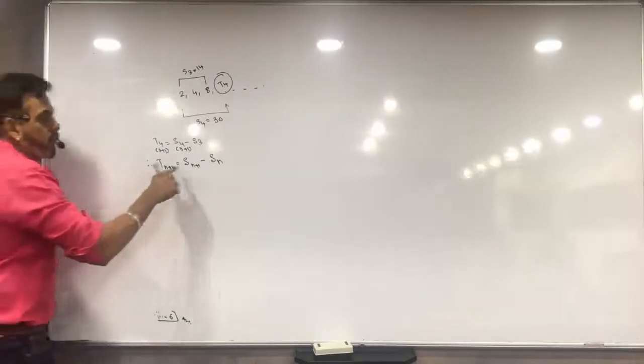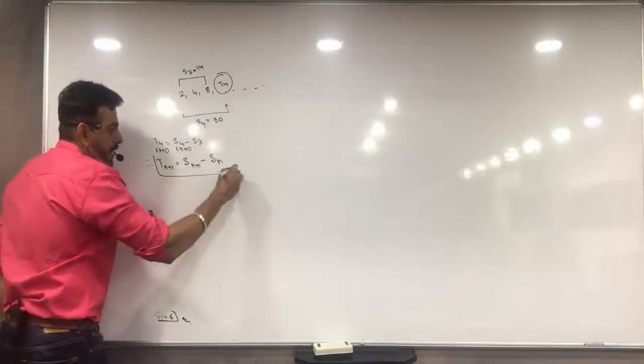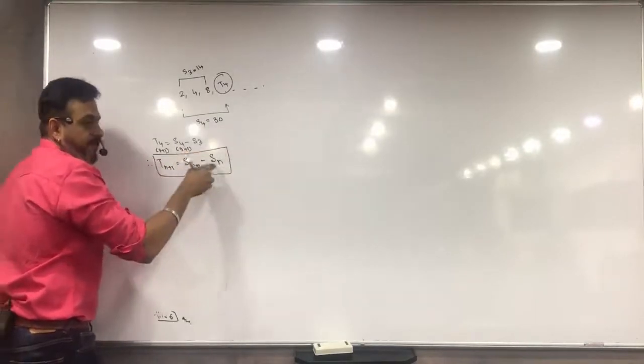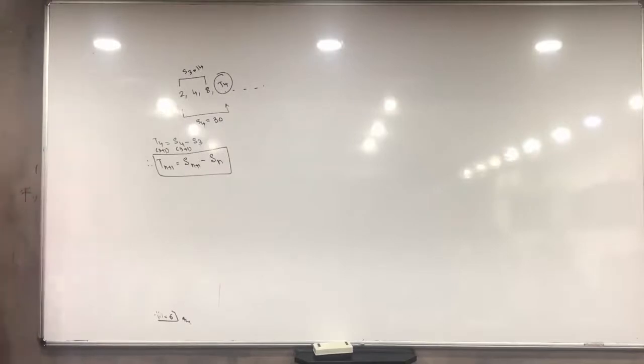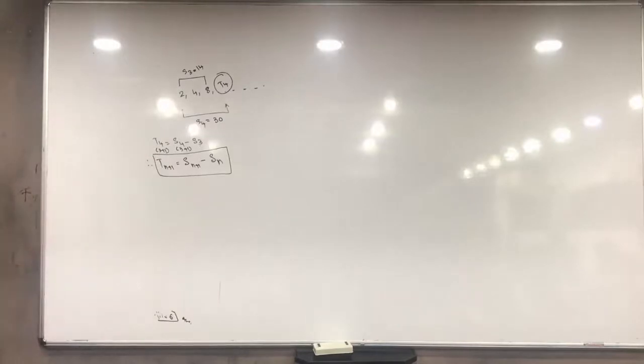Okay, so from this our rule is formed: T(n plus 1) is equal to S(n plus 1) minus S(n). Understood this? Okay, write this in the formula page. Then we start with the next one.